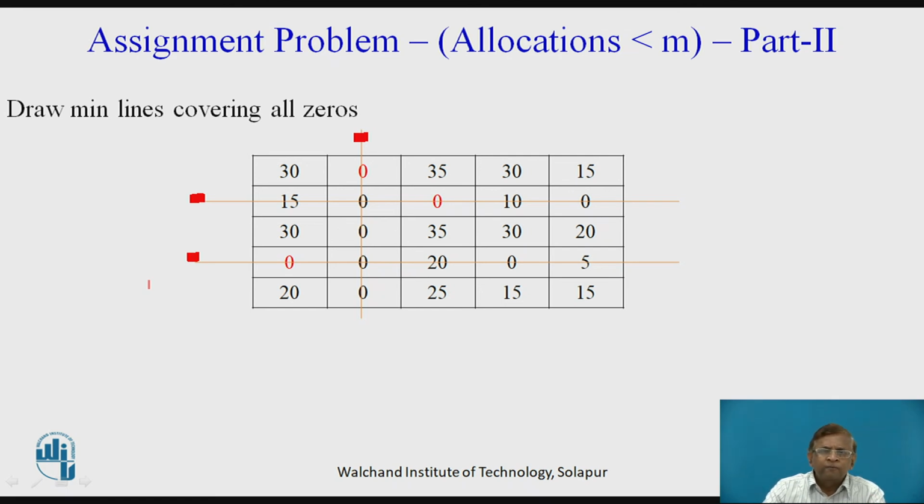Herein we have to look for the least element from the uncovered elements and subtract it from some elements and add it to others, and follow some procedure. That we will discuss in the next video, but we have to have the number of allocations exactly equal to the order of the matrix or table given. Here we have a 5 by 5 table, hence we must have 5 allocations. So in the next video we'll talk about these things.